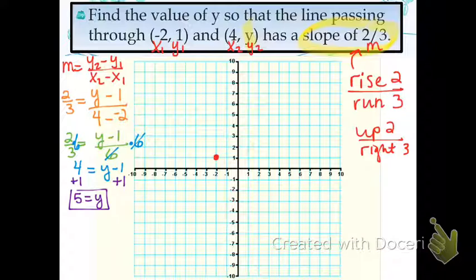So from the point that I just plotted, I'm going to go up 2, right 3, over and over again until I run out of space, basically. So I'm going to go up 2, right 3, make a new point. Up 2, right 3, up 2, right 3, up 2, right 3, and then after that I'd be off of the graph, so I'm going to stop.